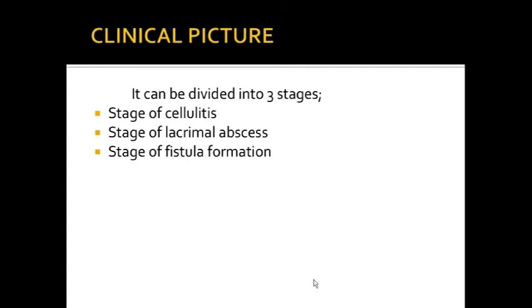Now we come to the clinical picture. It can be divided into three stages. First we have the stage of cellulitis. Then we have the stage of lacrimal abscess. Then we have the stage of fistula formation. These are the three important stages in which acute Decryocystitis usually occurs.